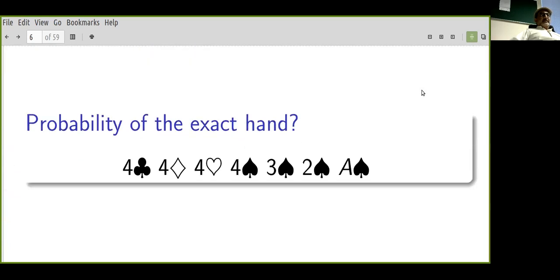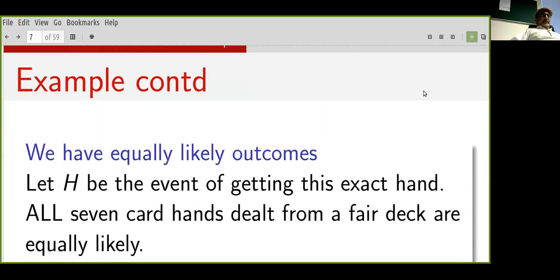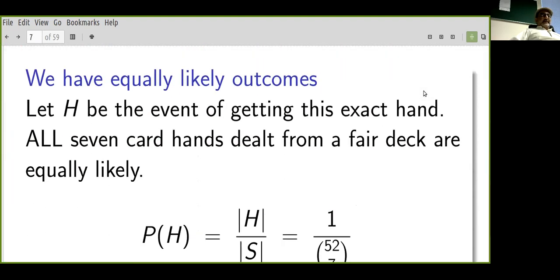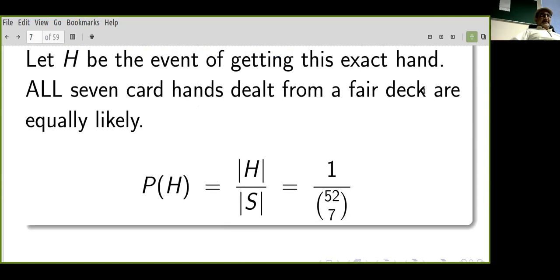Okay, what's the probability of this exact hand? 4 of clubs, 4 of diamonds, 4 of hearts, 4 of spades, 3 of spades, 2 of spades, and ace of spades. Well, let H be the event that you get exactly that hand. All 7-card hands are equally likely. So by the work we've done before, it's the cardinality of H divided by the cardinality of S. It's 1 over 52 choose 7. There's only one 7-card hand that meets all those requirements.